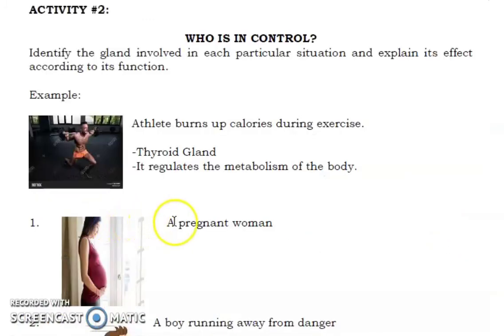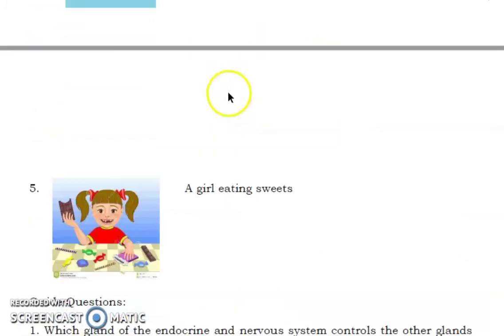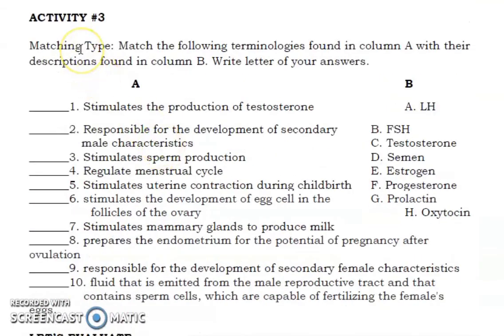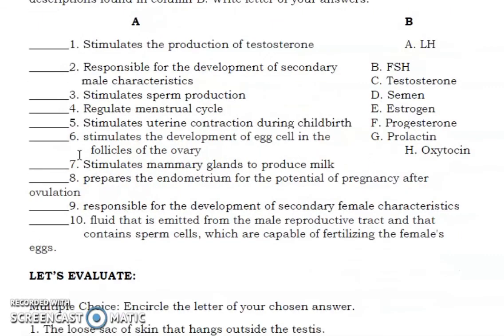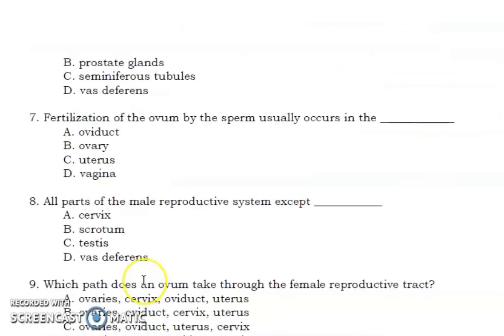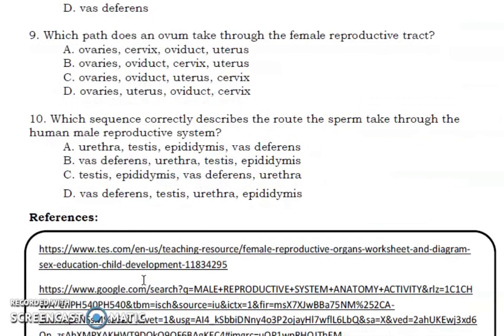You can now answer Activity 2, Who is in Control, the follow-up guided questions, and Activity 3, which is a matching type of the hormones and its functions. Well, the last part of this activity is a post-test. The post-test is comprised of 10 items. You can always play back and watch the video, and if you want to clarify things.